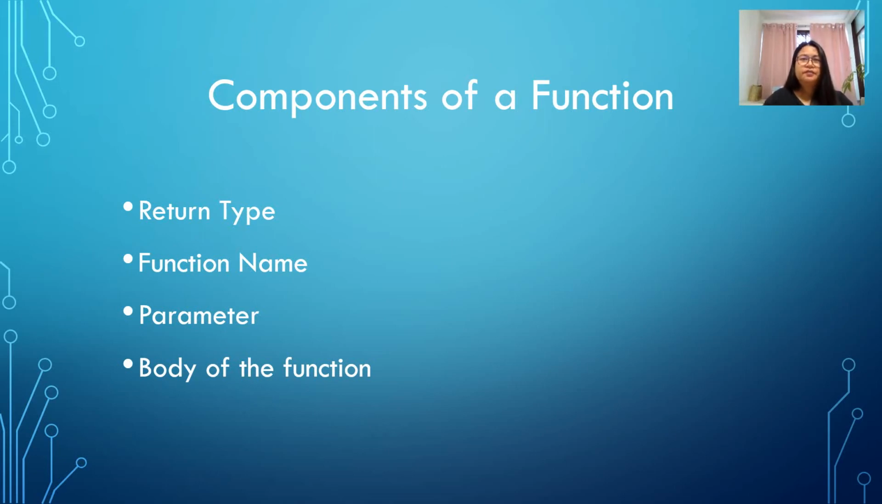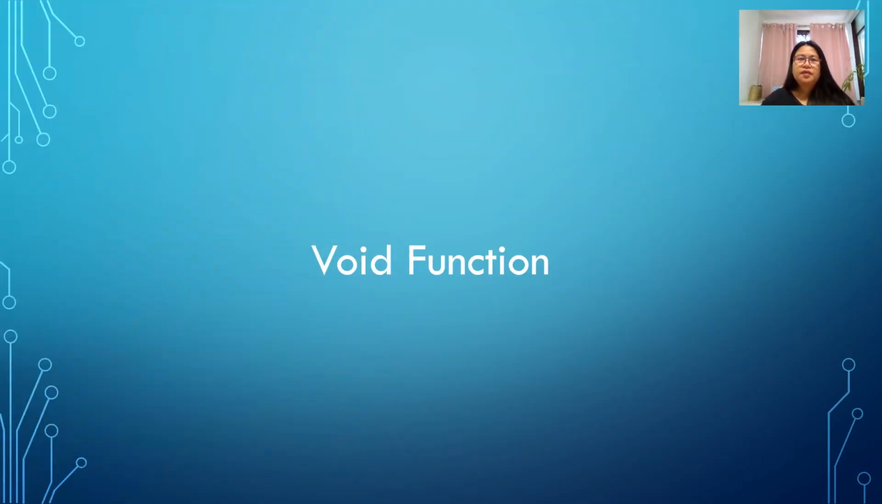Regardless of the design of the function, if the return type is not void, the last execution statement should be return value, return variable name, or return expression. So in this topic, I will be using a void function because a void function doesn't have to have the return statement at the end of the function. So I'll be using the void function to show you a sample of a program.